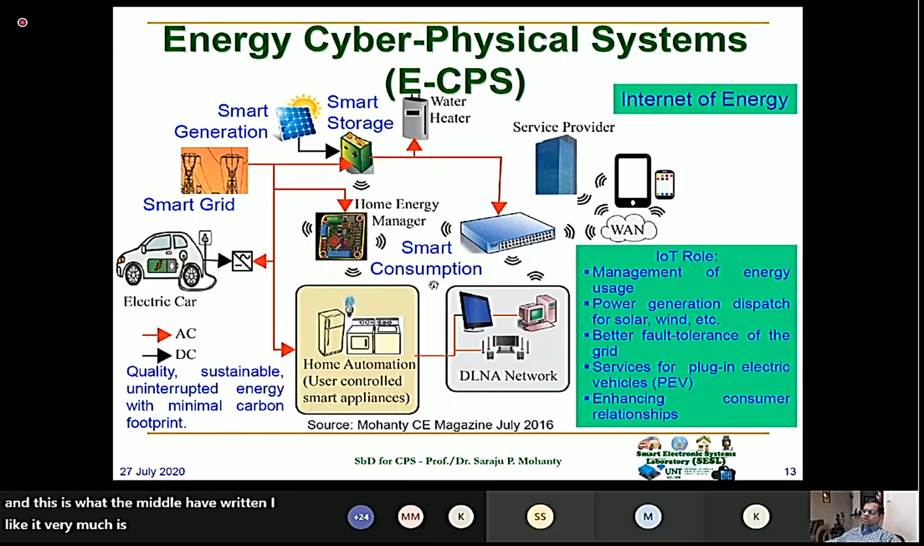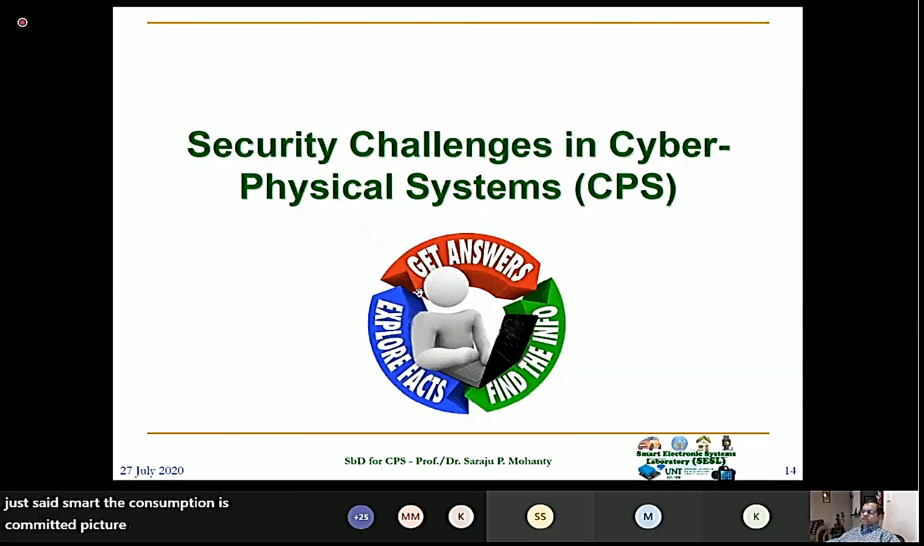Then we can talk about smart storage, and in the middle, what I have written, I like it very much, is smart consumption. Energy, particularly electricity, is very much dependent on consumption. If the user doesn't consume, generation should not be done, and if generation happens anyway, there will be instability in the grid. Of course, one can say we can store, but storing is limited, and storage batteries are expensive as well. So from the energy CPS point of view, we can say smart grid, smart generation, smart storage, and importantly, as I said, smart consumption is coming into the picture. These are a few examples of CPS, and they are all made by corresponding Internet of Things.